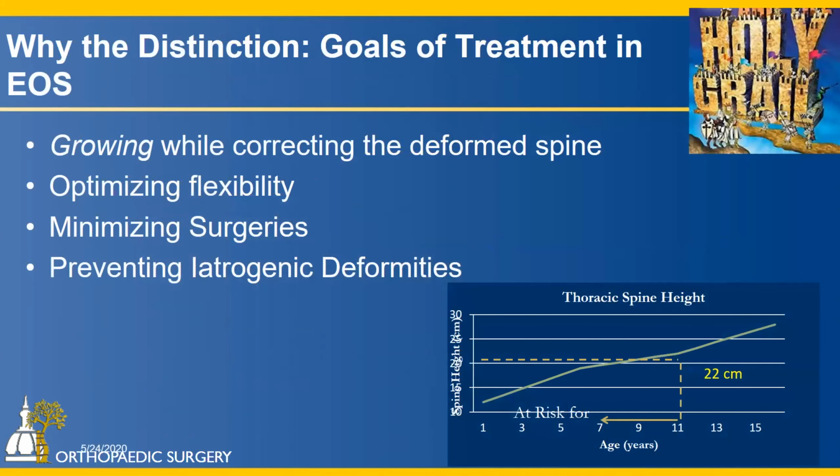Another reason for the distinction is that the goals are different. We're trying to grow the spine while correcting it and maintaining some degree of flexibility. Many surgeries often, so we're trying to minimize those. And we're trying to prevent iatrogenic deformity and get the thoracic spine from T1 to T12 to be approximately 22 centimeters. That's kind of a goal for a relatively viable pulmonary function.